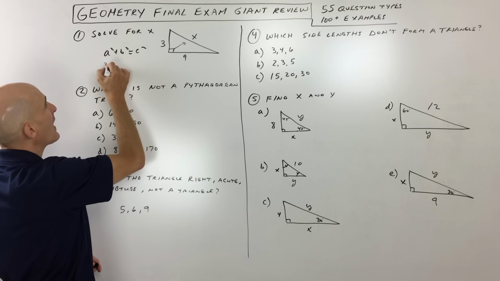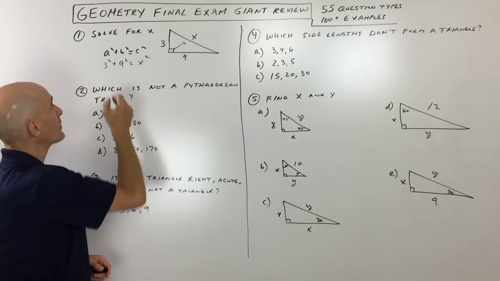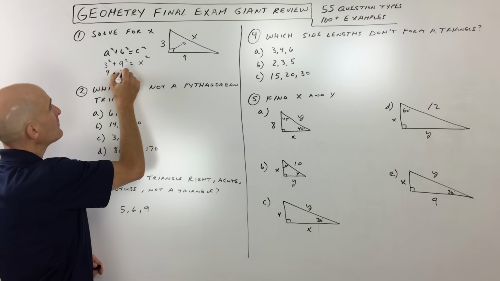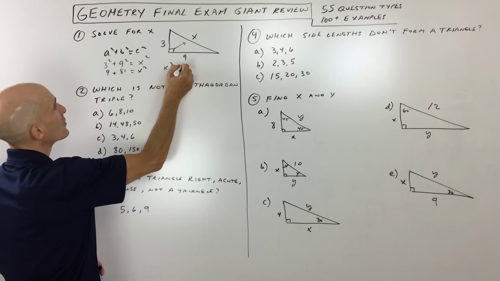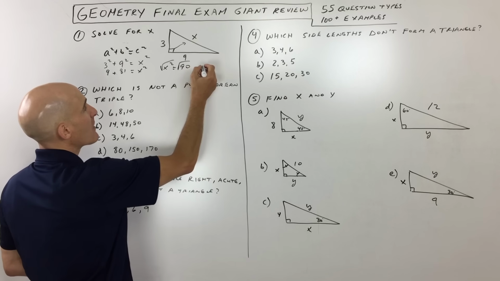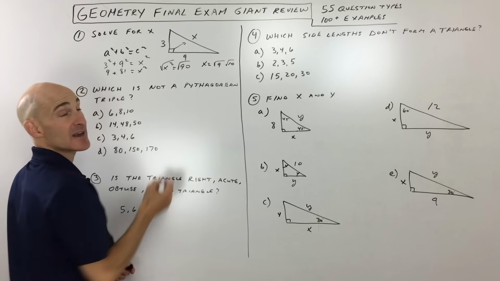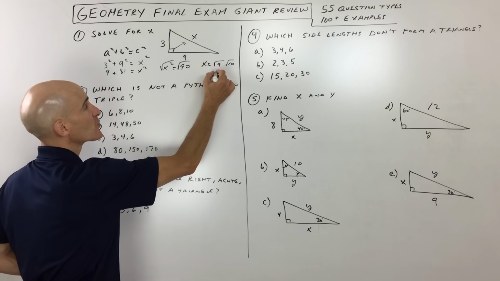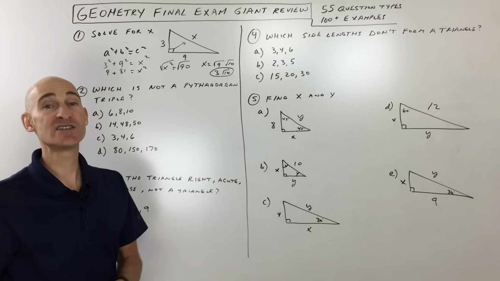So in this case, what we have is 3 squared plus 9 squared is equal to x squared. So if we simplify that, we get 9 plus 81 equals x squared, or you could say x squared equals 90, and then what you want to do is take the square root of both sides. But remember, when you simplify radicals, you can split this up into square root of 9 times square root of 10. Square root of 9 is a perfect square, that's 3. So an exact answer here is going to be 3 square root of 10.